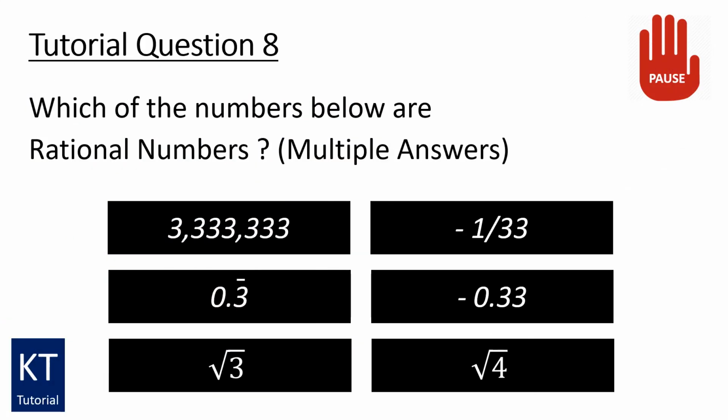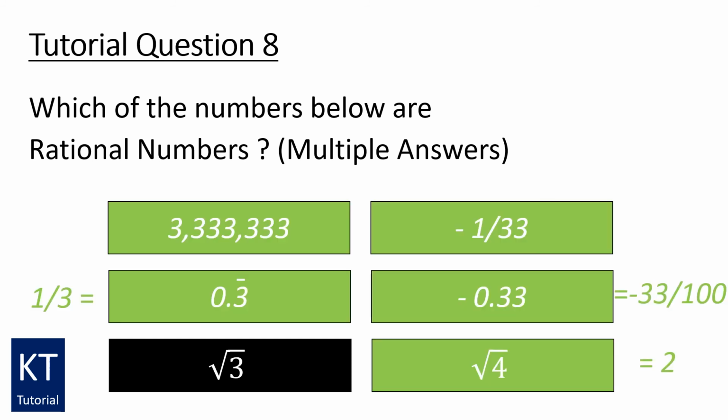We've reached our final set of tutorial questions, and do press the pause button as required. Which of the numbers below are rational numbers? It's all of them but the root of 3, as the root of 3 cannot be equated to a fraction with both its numerator and denominator being integers.